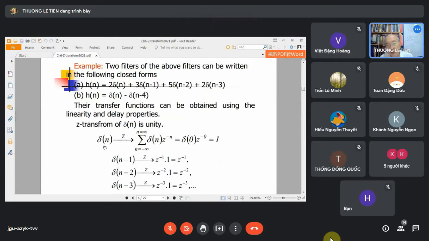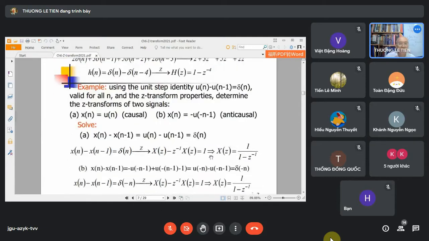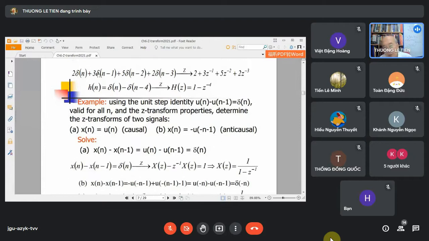And here, try to remember, an easy one. The Z transform of delta[n] equals 1. So every delay of the delta, you can get the corresponding power of Z. And when you know about that, it is easy to get the Z transform of the signal.